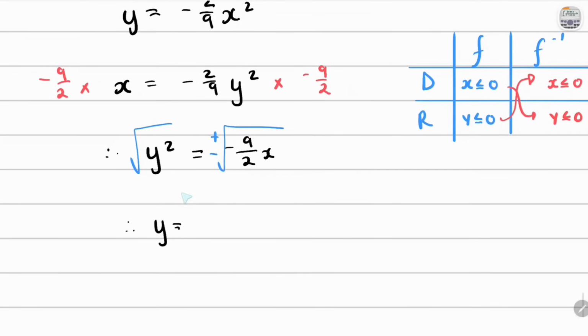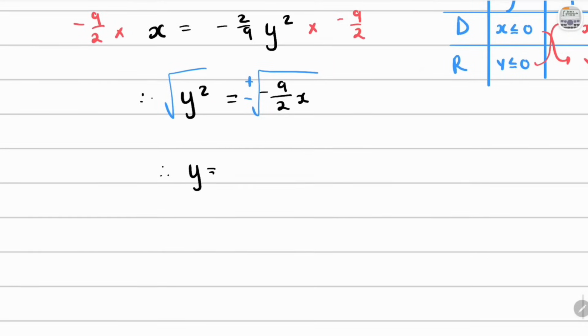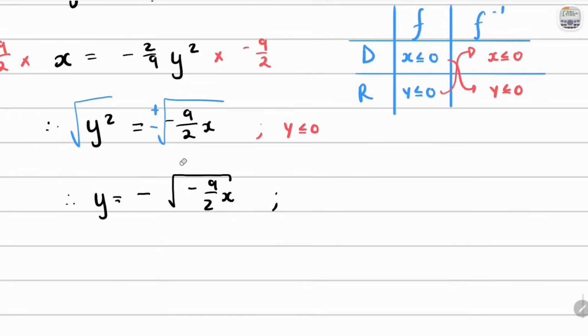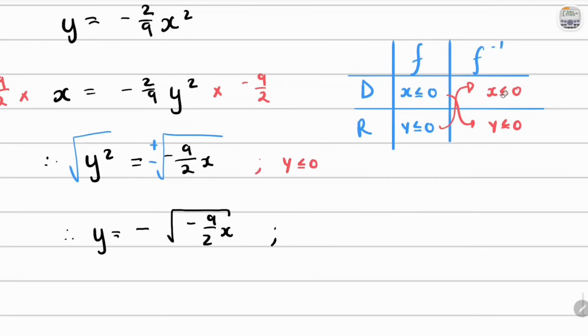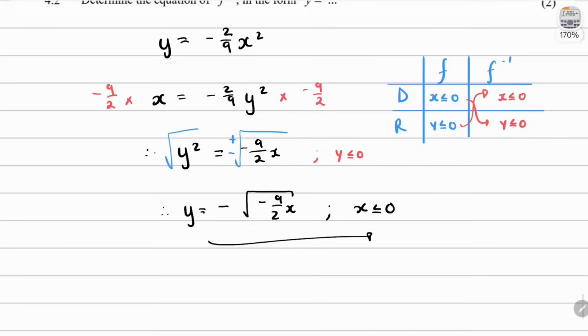Okay, so it means that the range for this inverse is supposed to be y is less than or equal to 0. So we shouldn't take the positive solution, we should take the negative one. Okay, and you can tell that by noting that y is less than or equal to 0. So that is the range. And therefore, y is equal to negative square root of negative 9 over 2x. And this is our answer. Of course, when you write the equation of a graph, you can pair it with its domain as well. So we can tell them what the domain of this inverse is. And we can see that that is x is less than or equal to 0. And that is our answer.